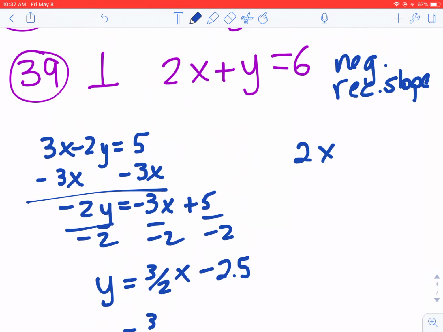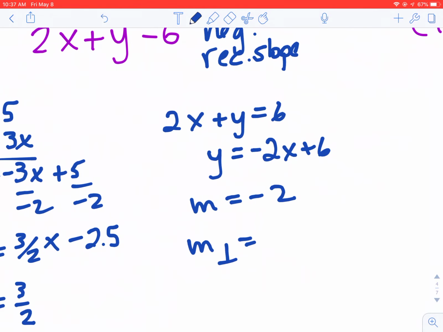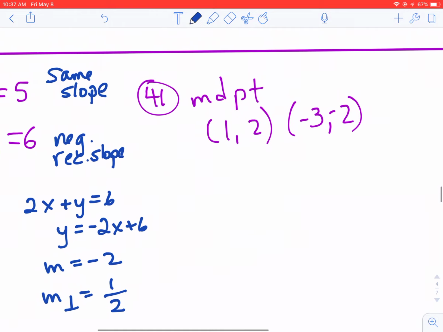So 2x plus y equals 6. Y equals negative 2x plus 6. So this slope is negative 2. So I want a perpendicular slope. So the negative reciprocal is going to be a positive 1/2. Okay, so be careful. Be super careful.